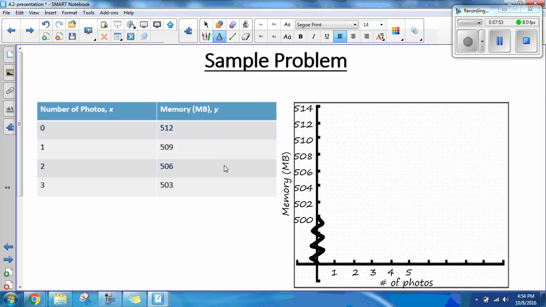Now we're going to graph it. I labeled my vertical axis as memory and my horizontal axis as number of photos because the memory is dependent on how many photos I take. On the horizontal axis, I labeled the lines 1, 2, 3, 4, 5. On the vertical axis, you'll notice I used an interval of 2's, but because my numbers are so large, since we're in the 500s, I'm not going to label from 0 all the way up to the 500s.